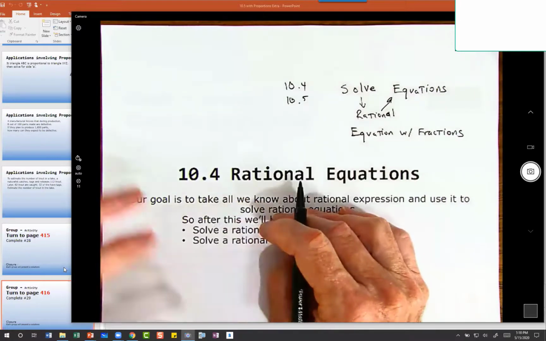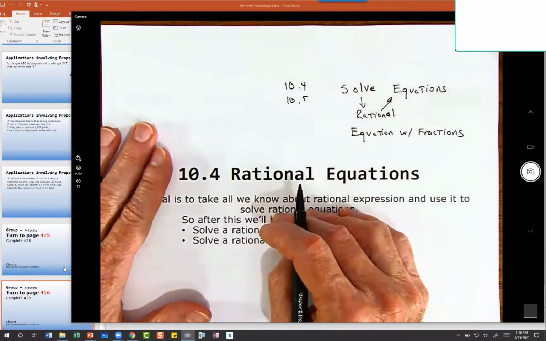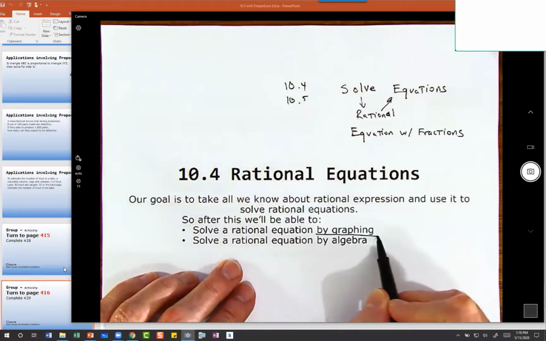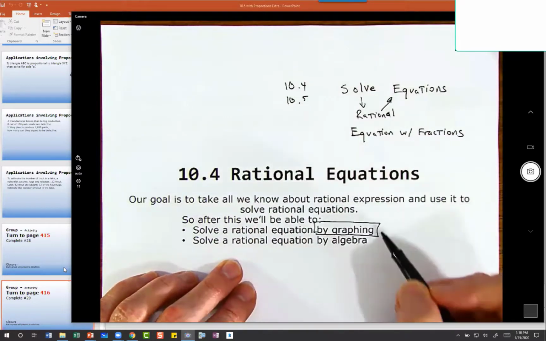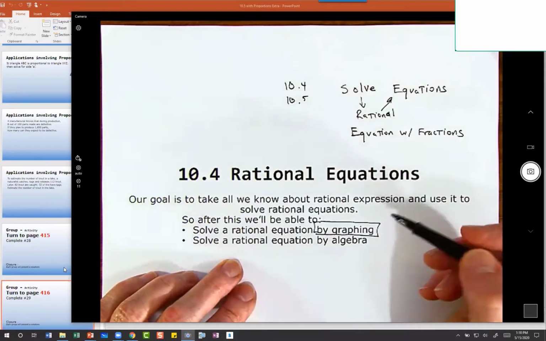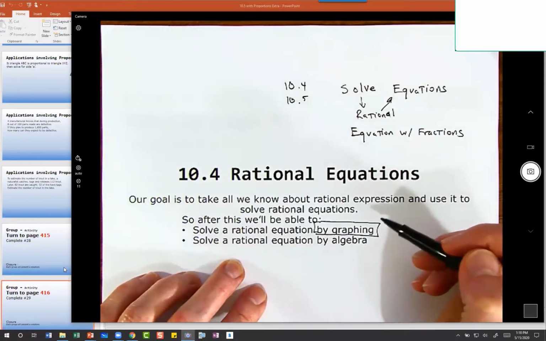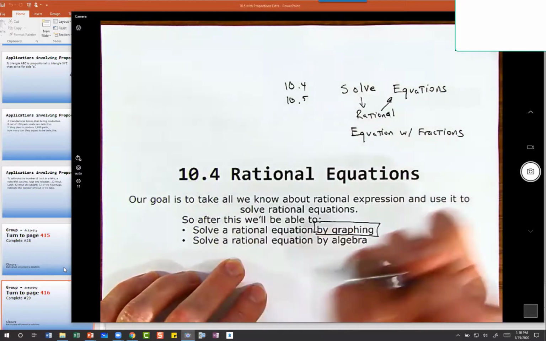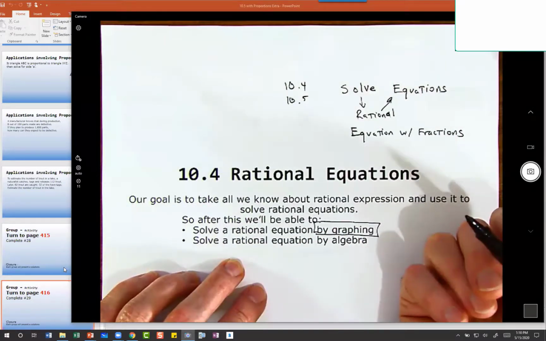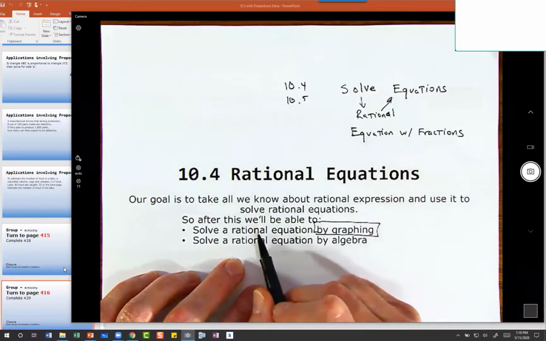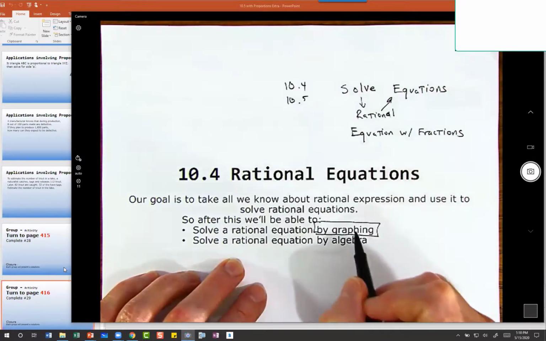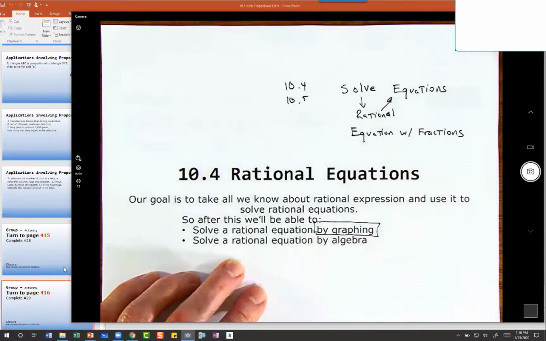We're going to learn two strategies. One way we're going to learn how to do it is by graphing. Technically, you can already do this because you have already learned the graphing strategy. You type in the left side, you type in the right side, and you find the intersection. The pictures are going to look a little different because they're rational equations, but you already know how to solve these with the graphing calculator.